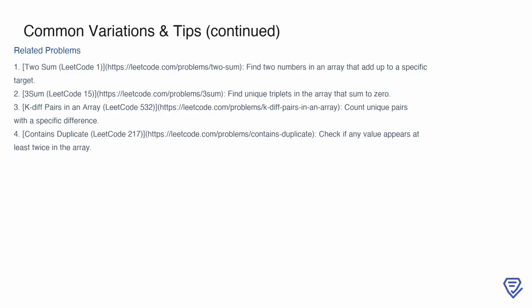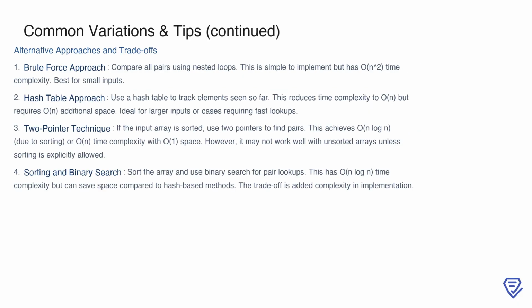The three-sum problem extends this idea, requiring you to find unique triplets that sum to 0, which often involves sorting and handling duplicates. Another related problem is k-diff pairs in an array, where you count unique pairs with a specific difference, testing your ability to handle variations in pair evaluation. Finally, contains duplicate is a simpler problem but emphasizes the importance of efficient data structures to quickly identify repeated elements. These problems share overlapping concepts, and solving them can help you develop a deeper understanding of pair-related algorithms and data structure trade-offs.